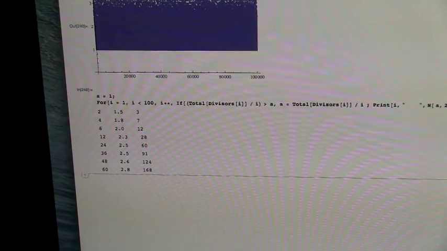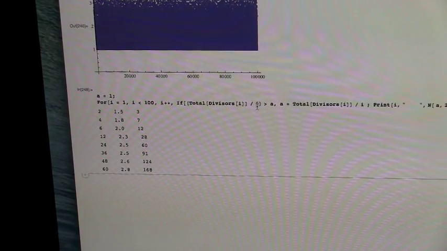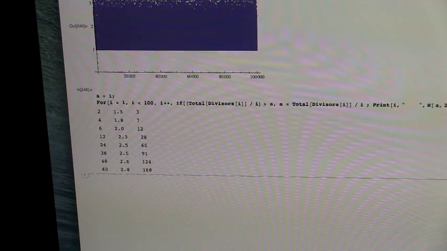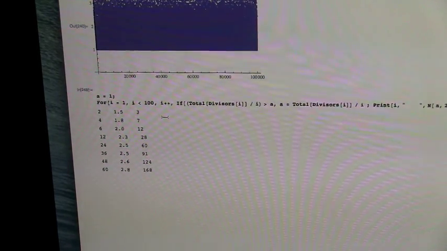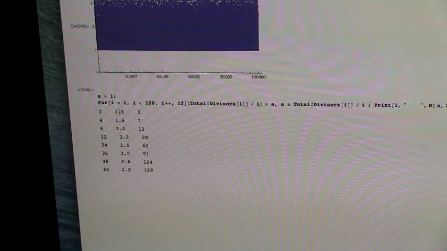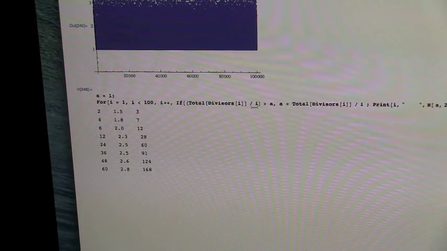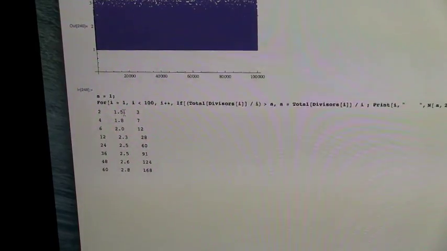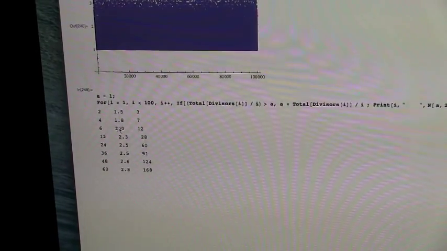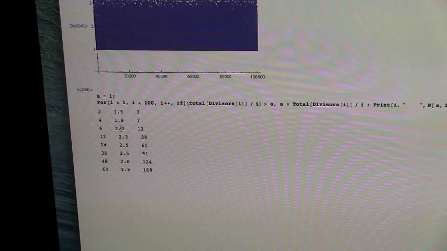Got it. We got it working. I had put an N instead, and that goofed everything up. So we see initially our number 2 has the largest number. When I take total divisors divided by 2, it gives me 1.5, then 1.8, then 2. 6 is the first number where you get to 2.